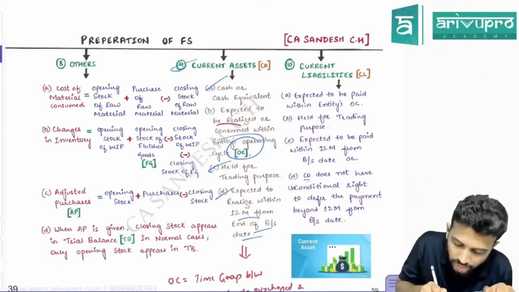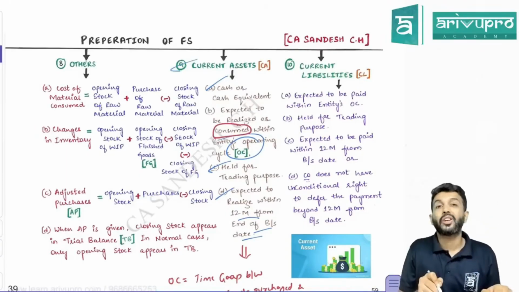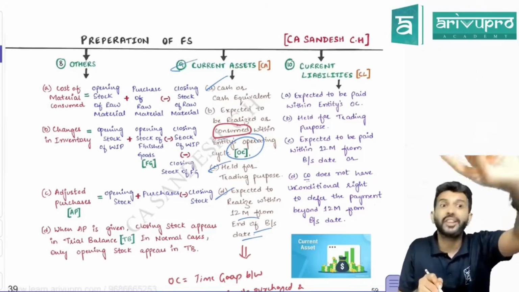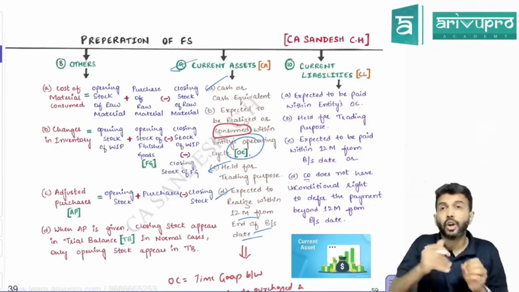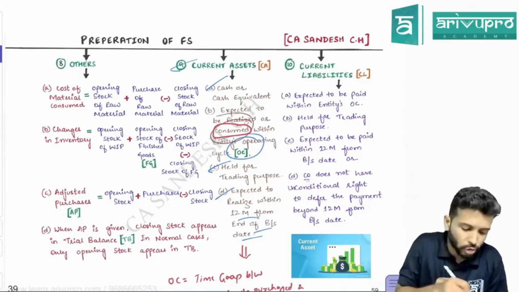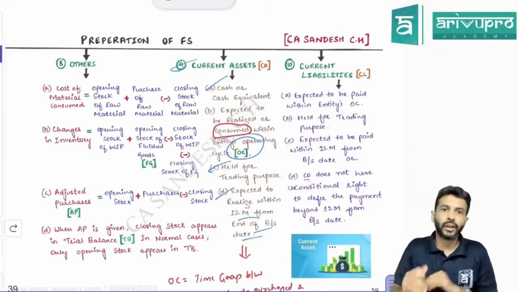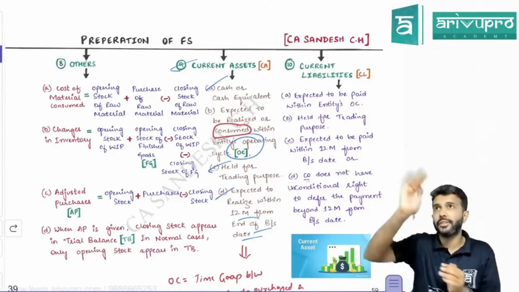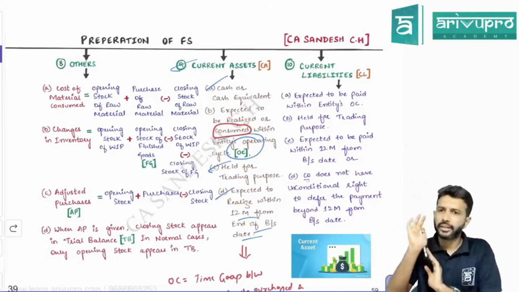I'm using the word consumed here because raw material also you will have. Inventory also is there. Inventory is a current asset. Raw material inventory, will you sell it or will you consume it? Hence consume also is used in the definition. Anything which is realized or consumed within the operating cycle is a current asset. If it is going beyond, it means non-current asset.